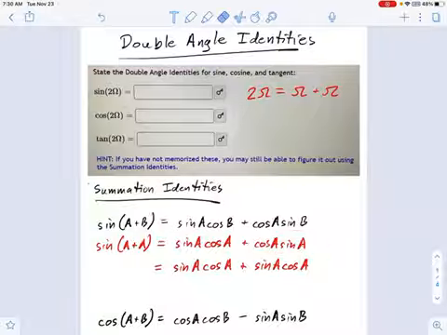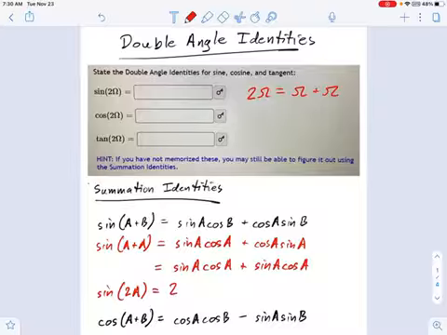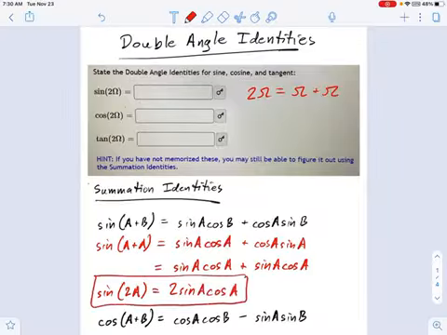Now, that's useful because we can combine like terms. And this is what I get in the end. Sine of 2a equals, I have two terms that are each sine times cosine. So 2 sine a cos a. And there is your general double angle identity for sines.